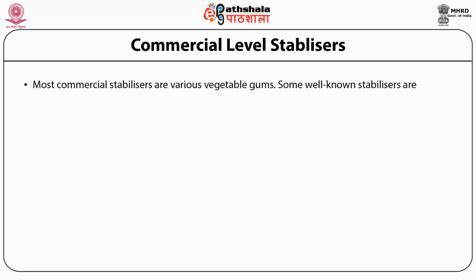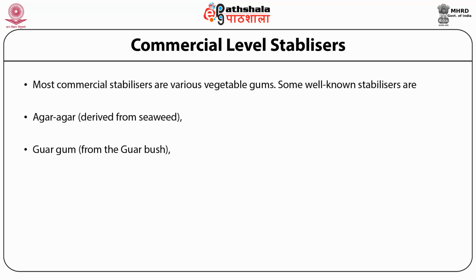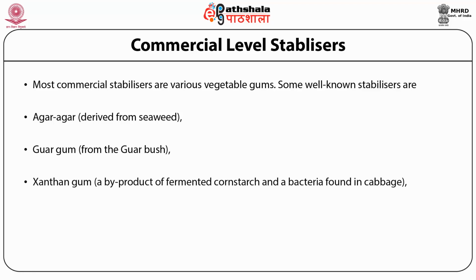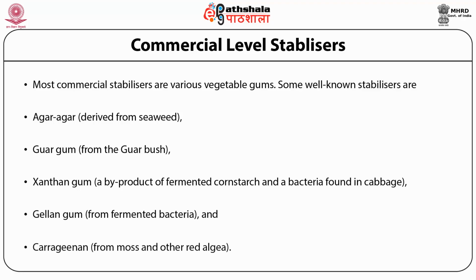Well-known commercial stabilizers are agar-agar, which is derived from a seaweed, guar gum, which is derived from the guar bush, xanthan gum, which is a byproduct of fermented cornstarch, gellan gum, which is derived from fermented bacteria, and carrageenan, which is derived from moss and other red algae.